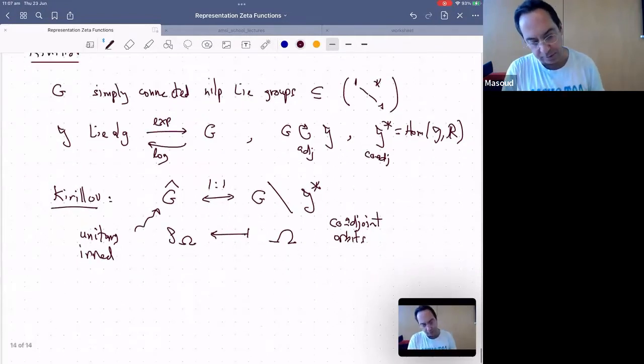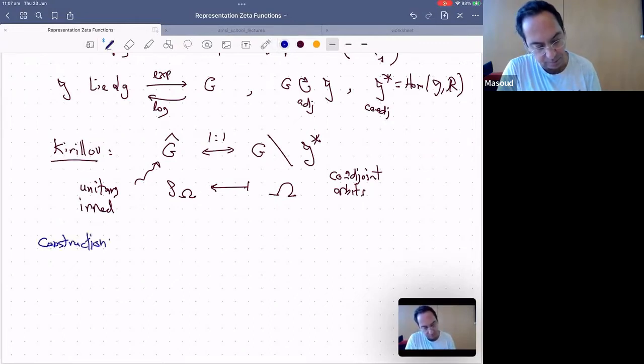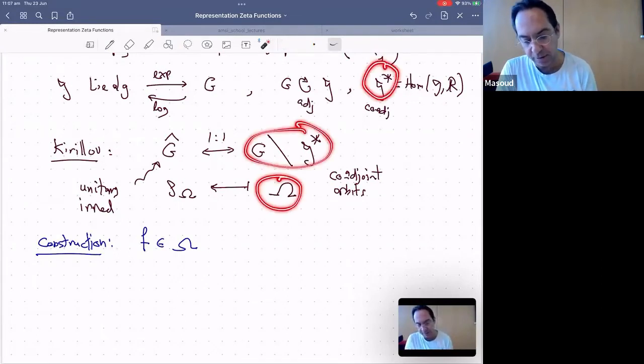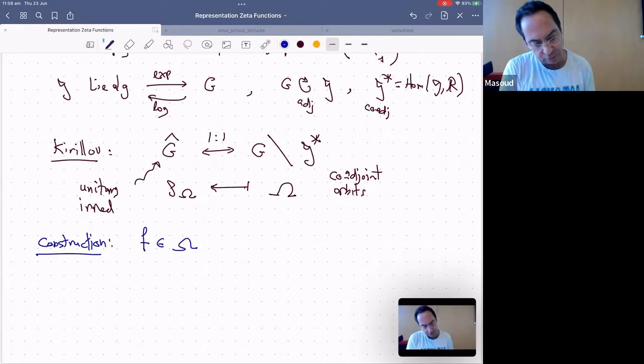So how does it work? You take a representative. So here's the construction. You take an element in omega. So this is a functional. So omega is a coadjoint orbit, so it's a subset here. So this f here is simply an element here. It's a functional on the Lie algebra. And one can associate to it a bilinear form on the Lie algebra.